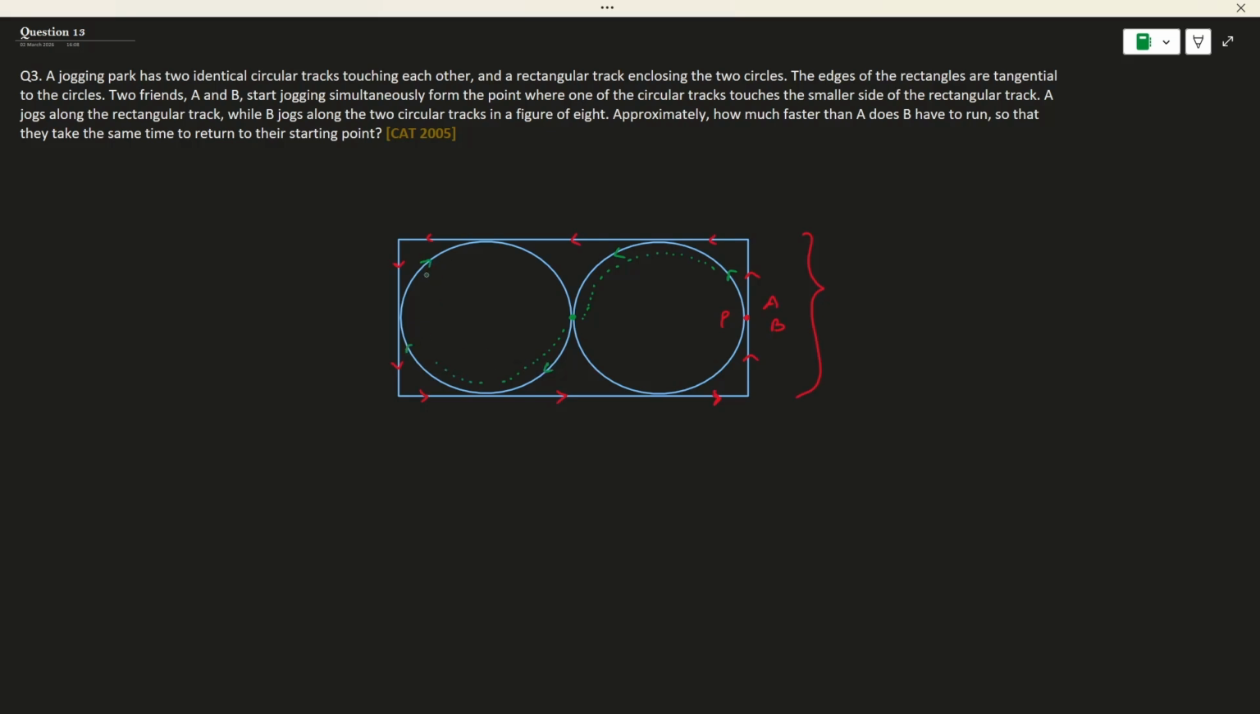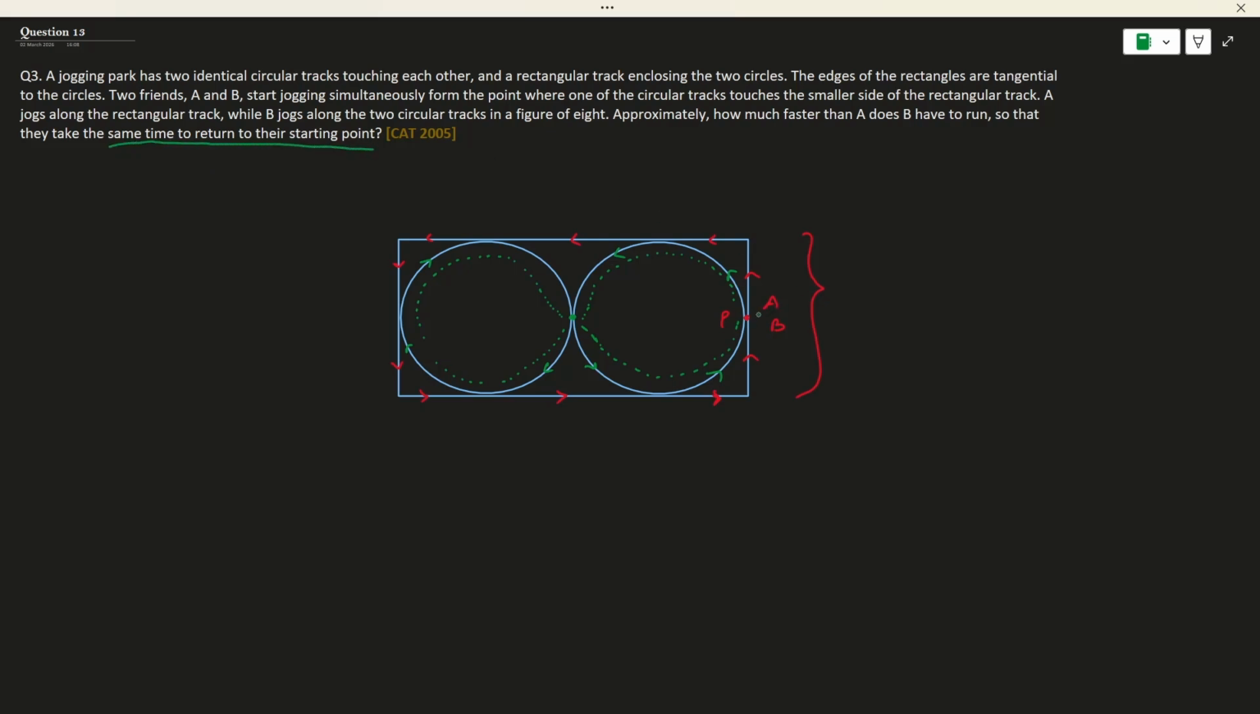Okay. Again he will reach this point. Then he will move like this and return to point P. And hence he will form a figure like 8. And we are told that both of them start from the same point simultaneously and both take the same time to return to their starting point.